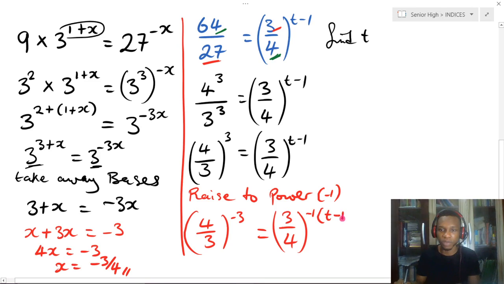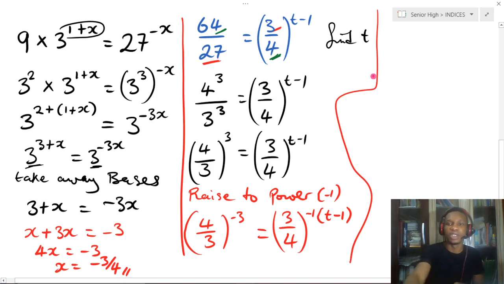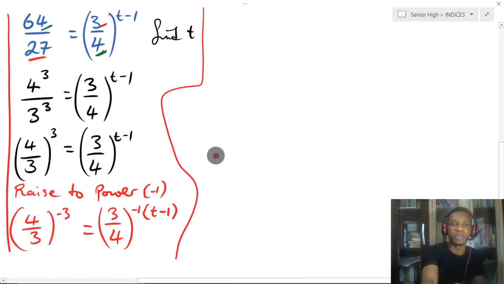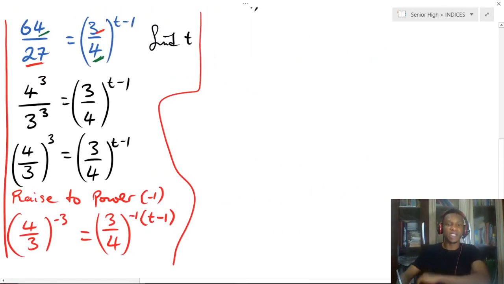Let me give a space. Okay, so I think that's better because I multiplied everything by minus 1, so I say raised to power minus 1. So here 3 multiplied by minus 1 is minus 3, and then minus 1 multiplies this. We've not opened that part yet. Now let's continue. So I have this to continue with.